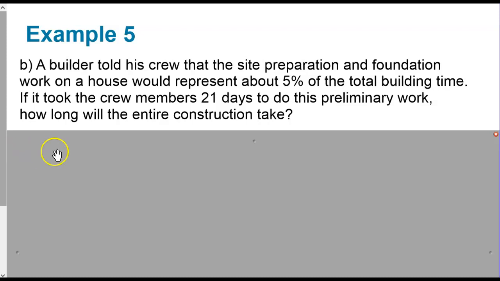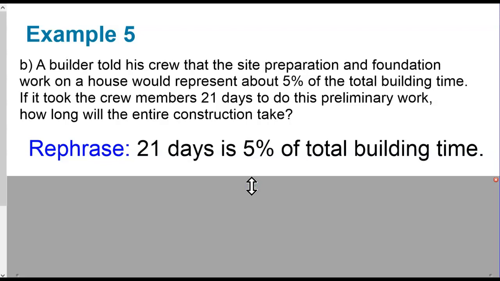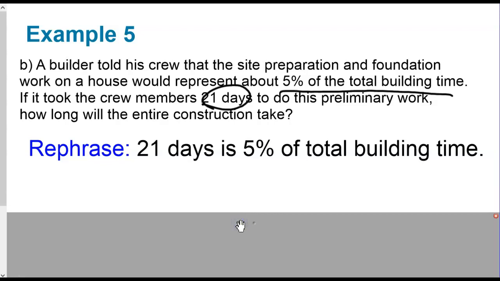So we're going to rephrase this again, and say, what is 21 days, or 21 days is 5% of the total building time, because that's what this says. If we have it written out like that, then we can do our translation and say 21 equals 0.05 of the total building time, which we don't know, so we'll call it T. And so we want to solve for T.